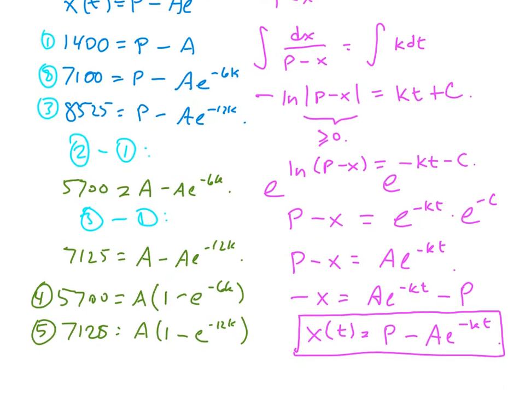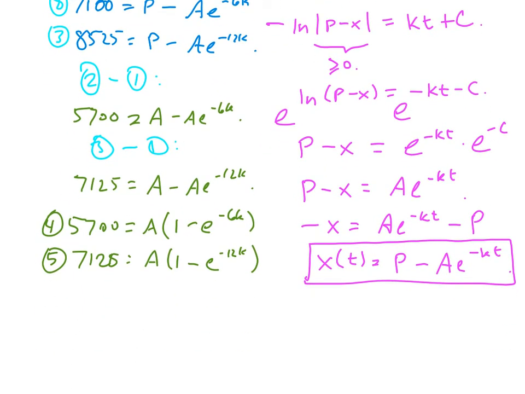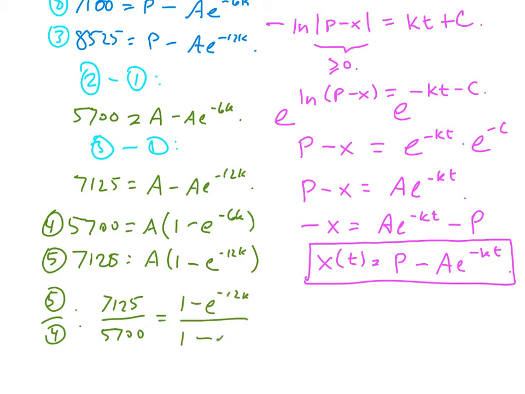Now, what happens if I divide equation 5 by equation 4? Just see what happens. That'll get rid of that a. That would be nice. And then I'll have something that's entirely in terms of k, which sounds pretty good at this point, actually. So if I divide 5 by 4, then I get 7125 over 5700 is equal to 1 minus e to the negative 12k over 1 minus e to the negative 6k.